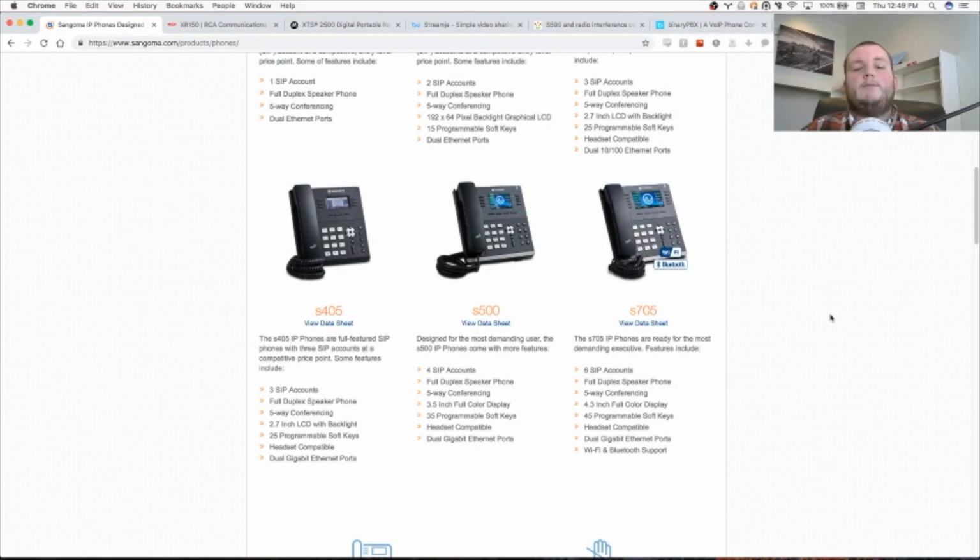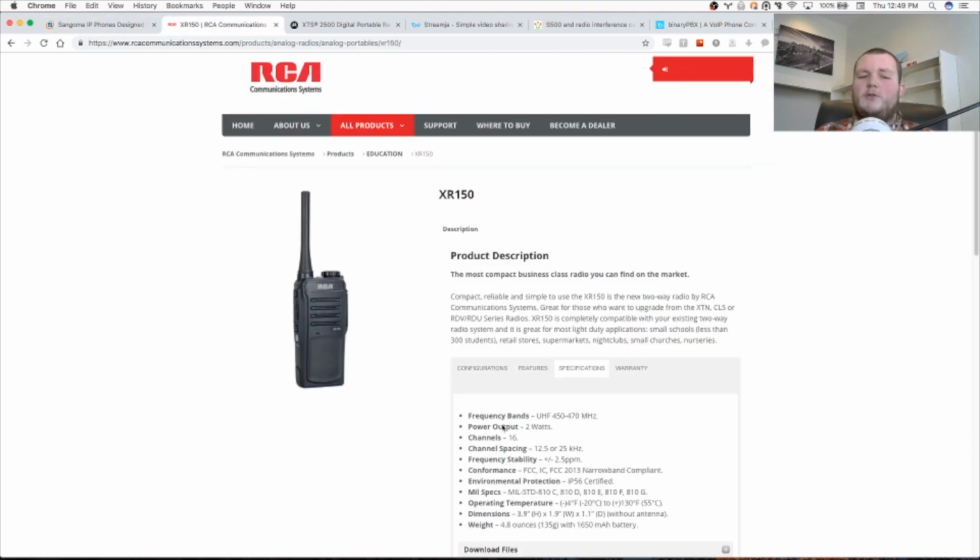So a few weeks back, we deployed a multi-site FreePBX phone system for a business with about 4 locations. It may have been 3, it may have been 4, I don't quite recall. We deployed using both Sangoma S500 phones and some Sangoma S705s for the managers and such, you know, the bigger people. They were using these radios from RCA, the XR150s. They operate with 2 watts of power in the UHF 450 to 470 megahertz bands.